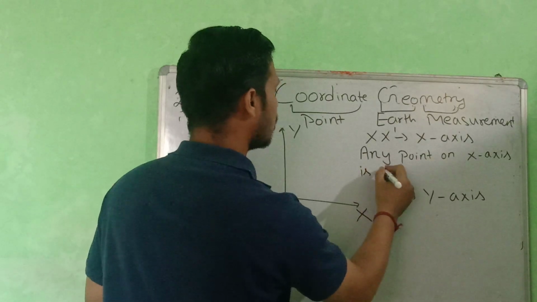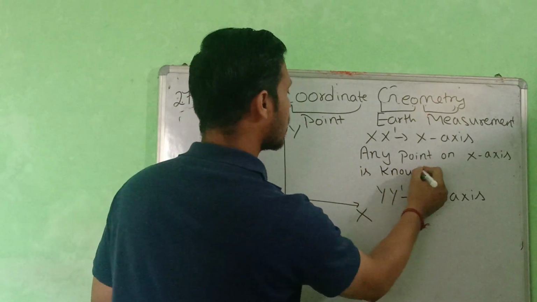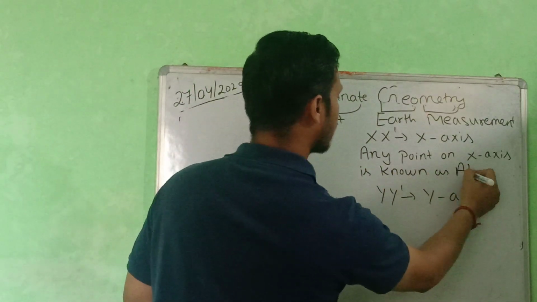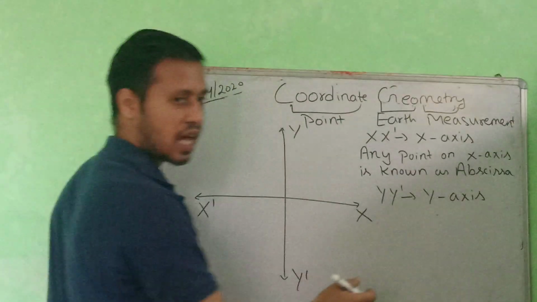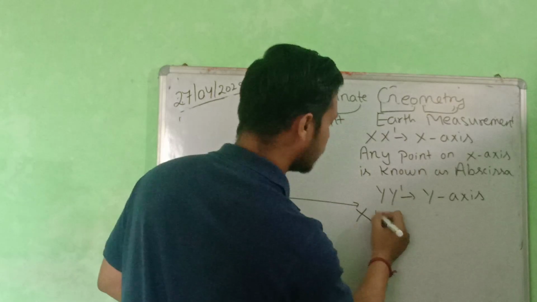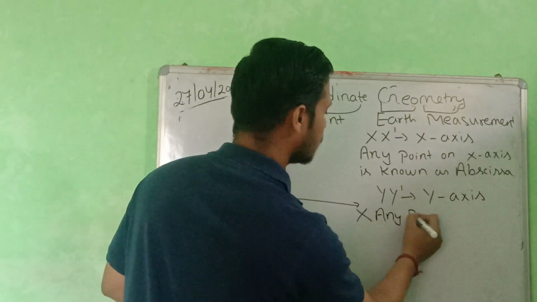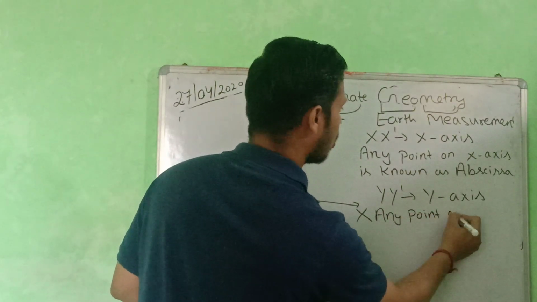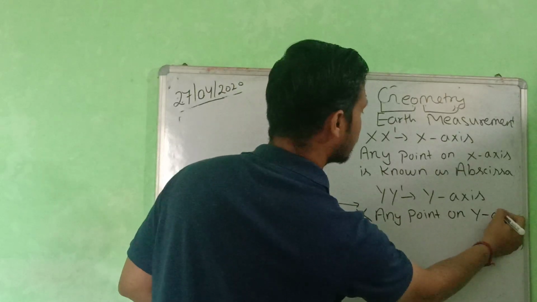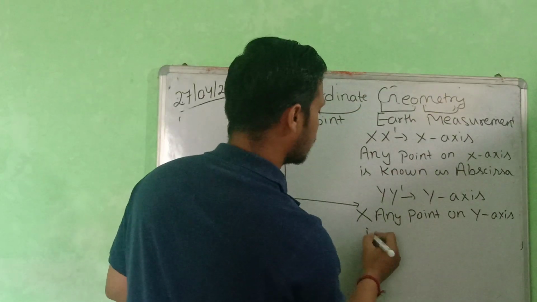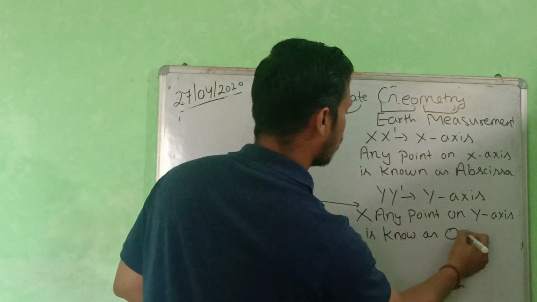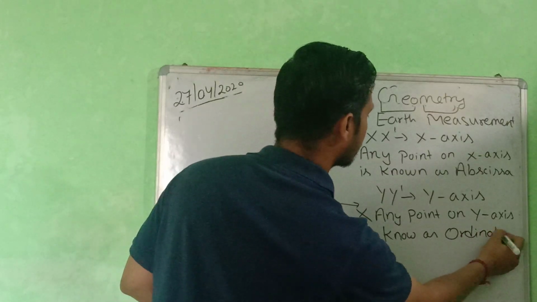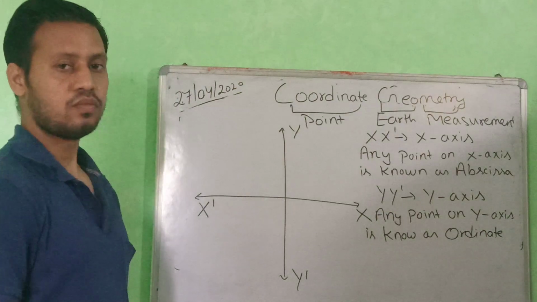Any point on the x axis is known as the abscissa. In the same way, any point on the y axis is known as the ordinate. Clear?